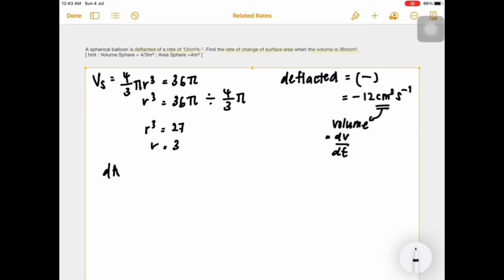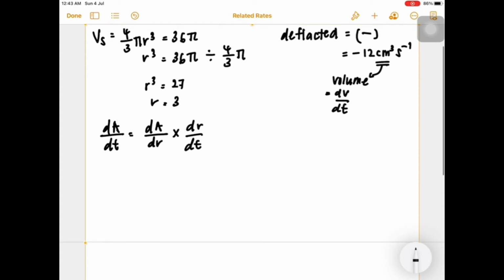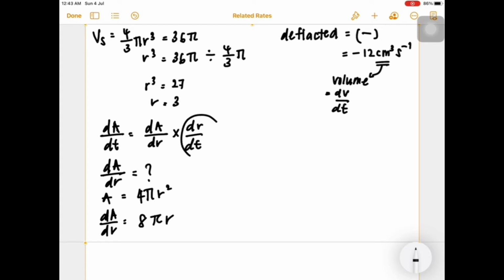Next, we need to write down the formula of the rate of change of surface area, which is dA over dt equal to dA over dr times dr over dt. How to find dA over dr? If we need to find dA over dr, we need to differentiate it. So, area is equal to 4 pi r squared. We differentiate, so dA over dr is equal to 8 pi r. Wait, how about dr over dt?